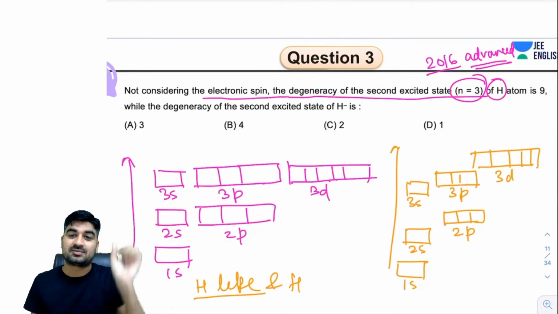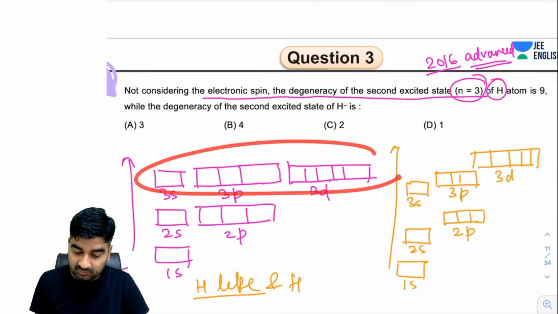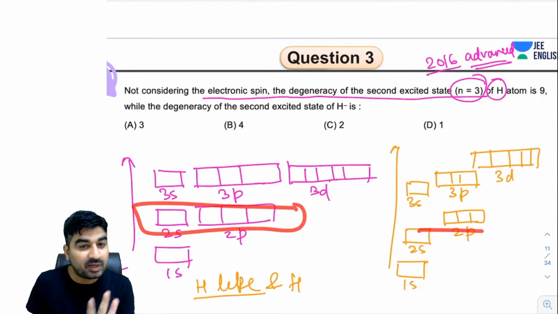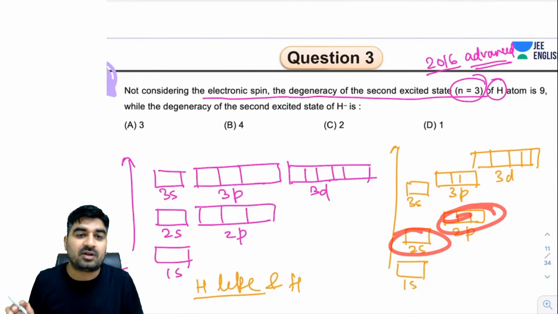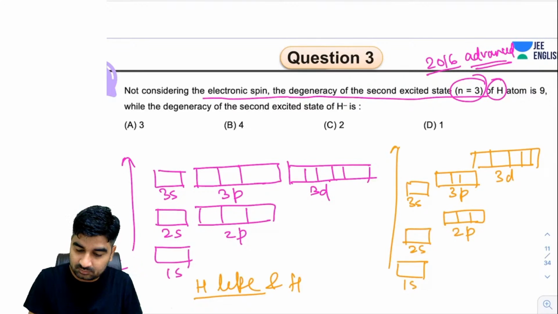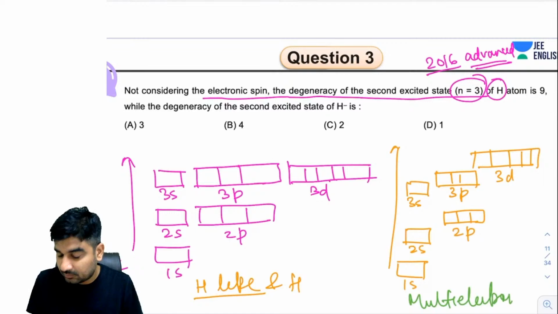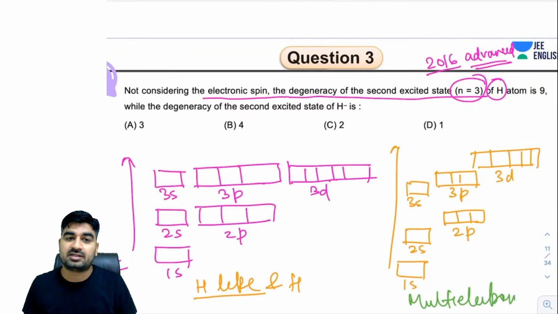Right? You got my point. So now I will discuss. For species having only one electron, degeneracy can be determined only with the help of this. But if there is more than one electron, then here 2s and 2p have same energy, but here it gets distributed. Now 2s and 2p are different for multi-electronic species. Just go through my lecture on degenerate orbitals. It is there.